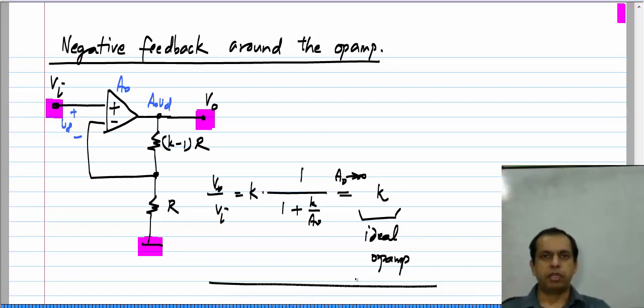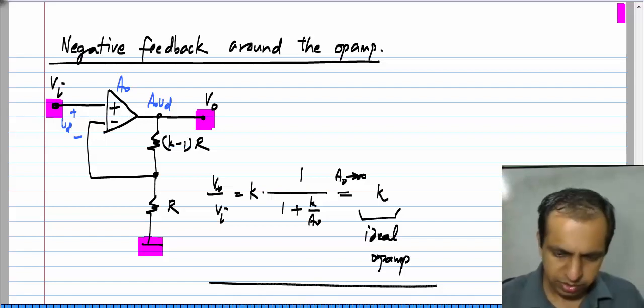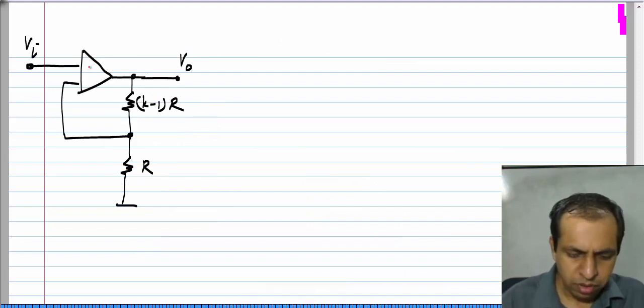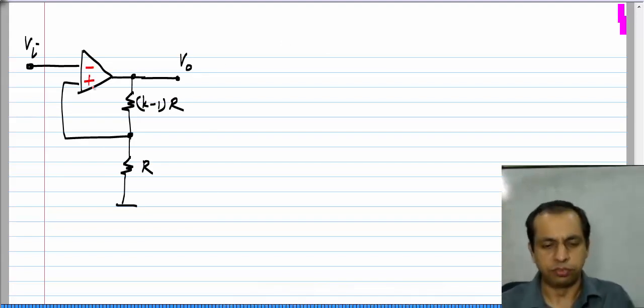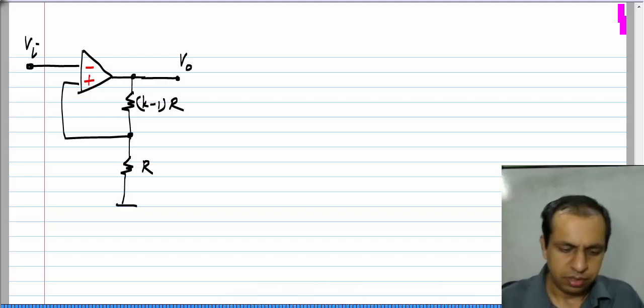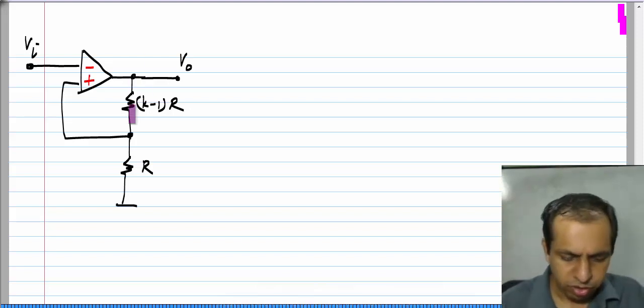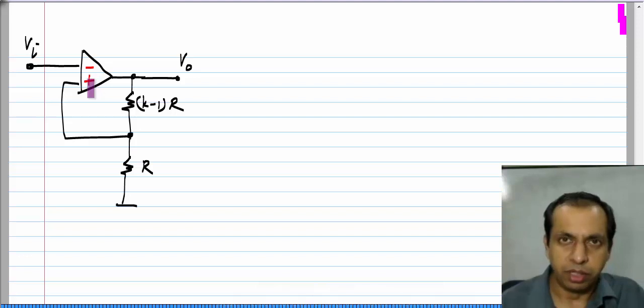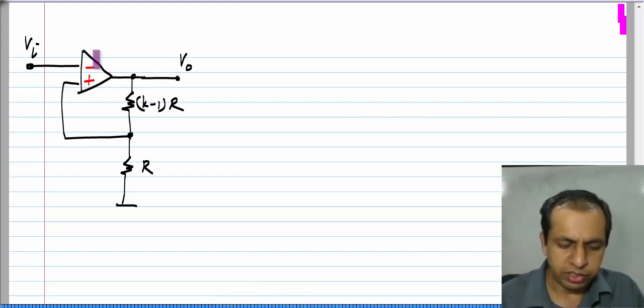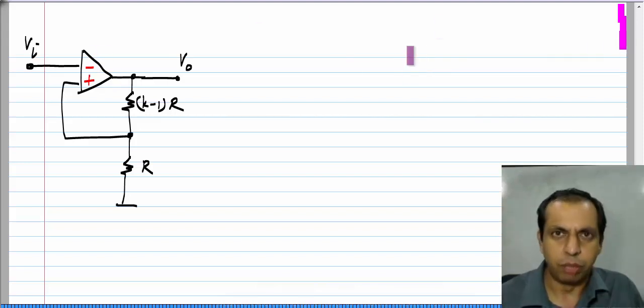Now, let me make what may seem like a very minor change to the circuit. All I will do is reverse the terminals of the op amp. That is, V naught by k was earlier connected to the negative terminal, now I connect it to the positive terminal. V I was earlier connected to the positive terminal, now V I gets connected to the negative terminal of the op amp. So, I simply flip the inputs.